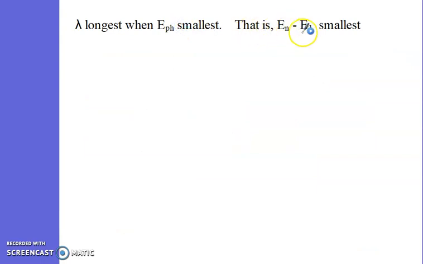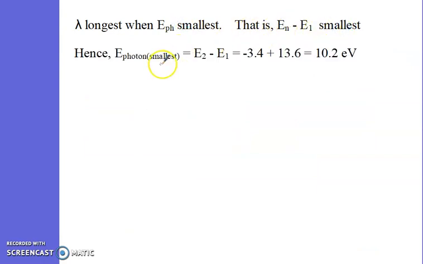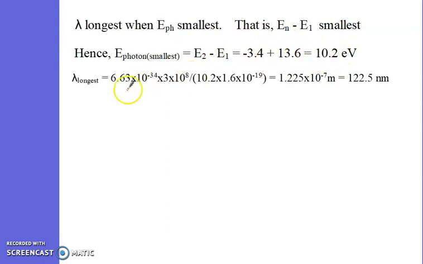So here En minus E1 is smallest. Smallest from 2 to 1. You subtract the energy, you get 10.2. So lambda longest, replace h and c and the energy of the photon. You change it from electron volt to joules. Then you get this number, 122.5 nanometer. Okay? You need now the shortest.